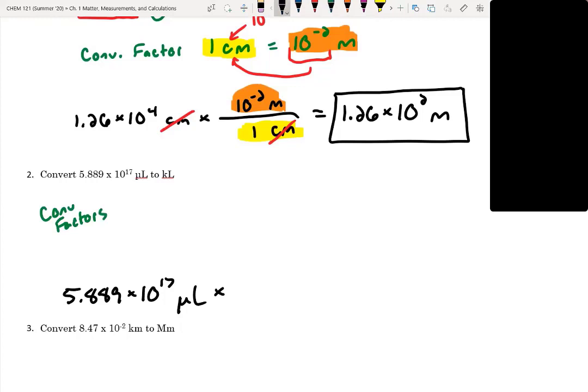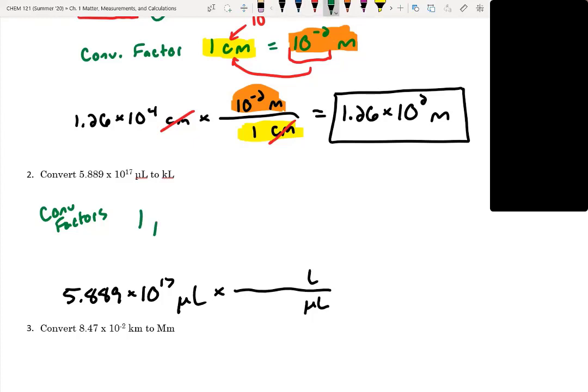And let's think about what we might need. So in this case, we definitely want to cancel out microliters. So just like above, I want to put that on the bottom here. And the question is, can we go directly from microliters to kiloliters? Let's just avoid doing that right now. And let's just go from microliters to liters first. So let's think about how we can do that. So we can say oops, wrong color.